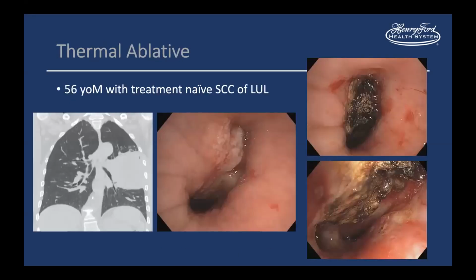So just an example of thermoablative technique. This was a 56-year-old gentleman who had squamous cell carcinoma of his left upper lobe, as you can see here on CT. This is his distal left main stem view, and this is the entrance to his left upper lobe. And we used APC to basically control bleeding in this patient.